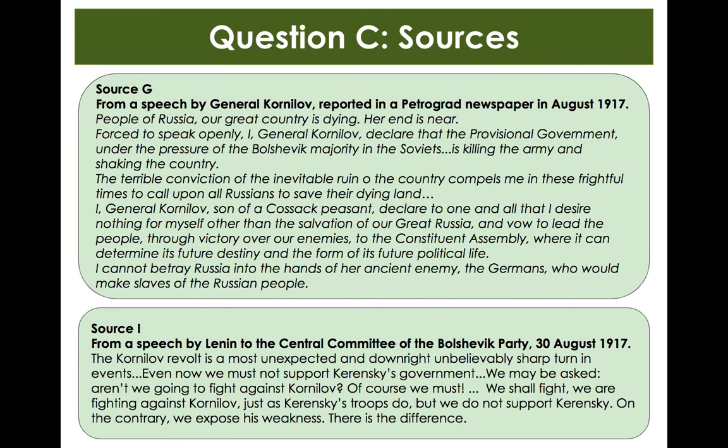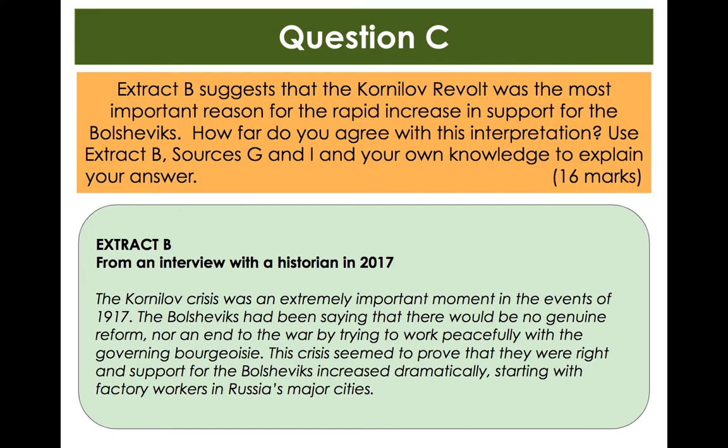You will then have two sources. Now, you will already have used these sources to answer question B in this paper, so you will be familiar with these already. They won't be new to you. So again, we have two different sources. One is from a speech from General Kornilov himself, and one is from a speech from Lenin. So we've got two very different characters here, so they're likely to have very different opinions and feelings on the Kornilov revolt, and in particular, if we look at it in the context of the question.